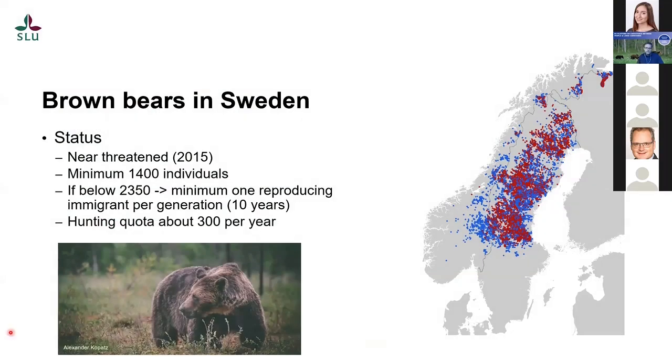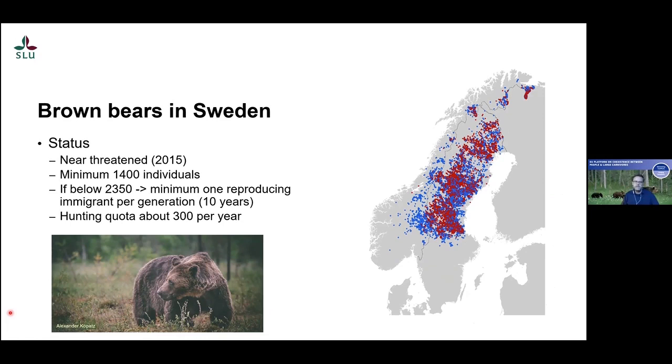A little bit of background on the brown bears in Sweden. The current status is that it is designated as near threatened. It's from 2015. The bear management plan says that we need at least 1,400 individuals in Sweden, and if the number is below 2,350, there is a need of at least one reproducing immigrant per generation. A generation for bears is about 10 years, and that means that a bear must come in from the Finnish-Russian population and reproduce in Sweden.